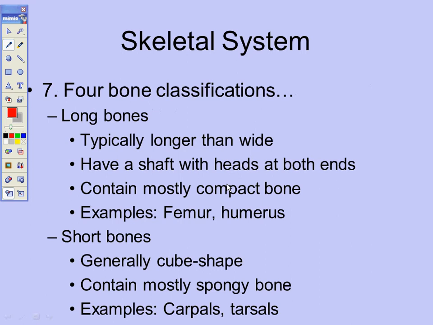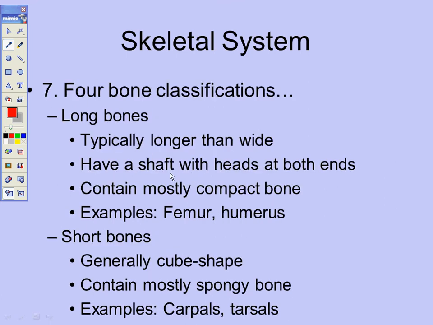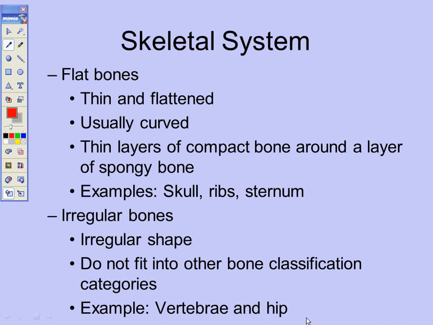Our bones, we have four classifications. We've got long bones, short bones, flat bones, and irregular bones, and that's exactly what they seem. A long bone is going to be longer than it is wide. It's going to be things like our femur, humerus, fibula, tibia, so on and so forth. Short bones are going to be like our wrist bones and our ankle bones. Those are called our carpals and our tarsals. Those are going to be little cube-shaped bones, just like little squares.